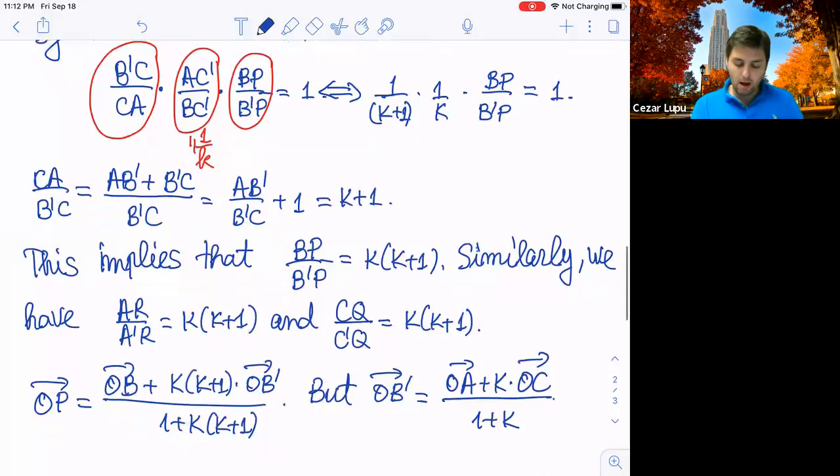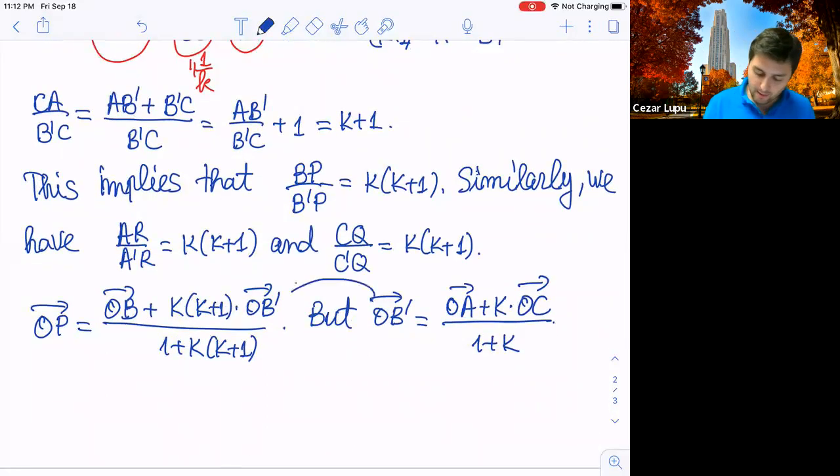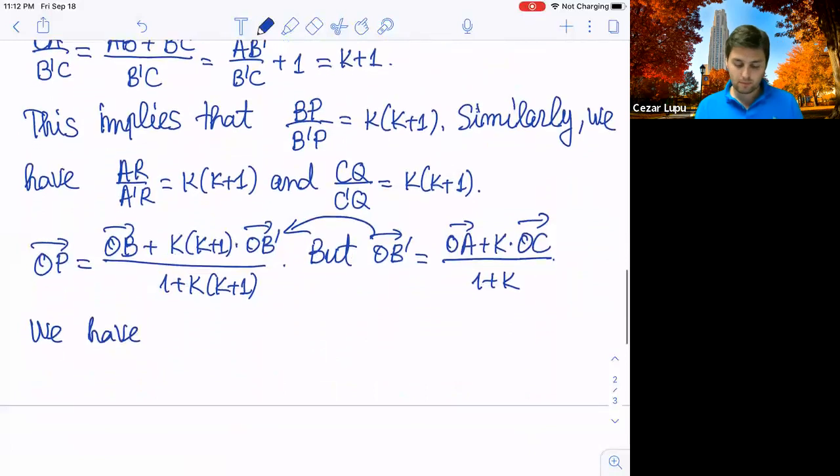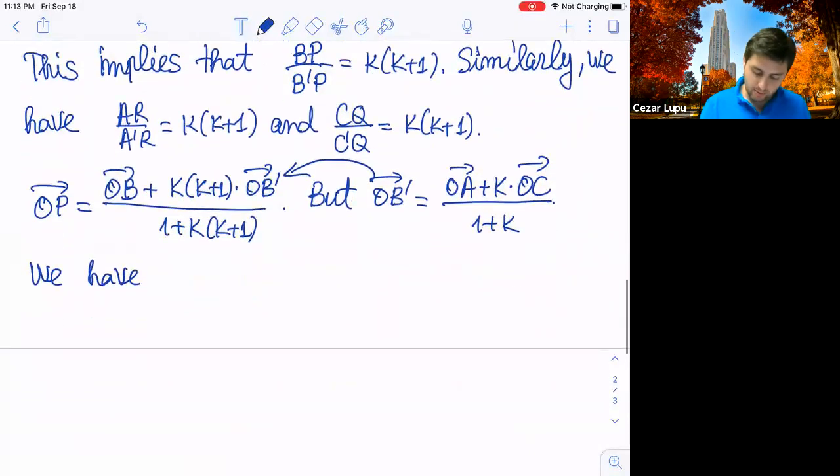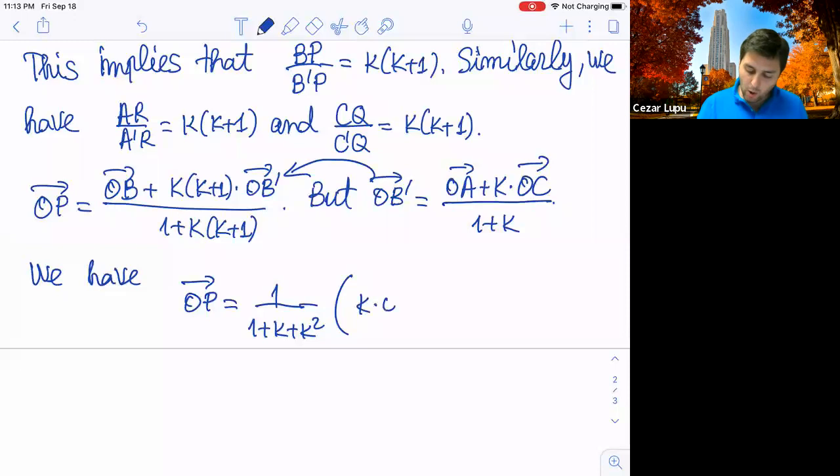Okay. And now we will plug this in here. And then we have the following. We will have that OP vector. Let's write it here. It will give us that OP vector. I'm just going to skip through computations and say what it is. You'll have this constant out, 1 over 1 plus k squared, times k OA vector plus 1 times OB vector. Let me write it in this way because it will be important. I'd like to emphasize something later on. Plus k squared OC vector, right?